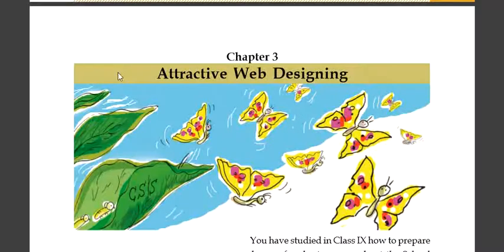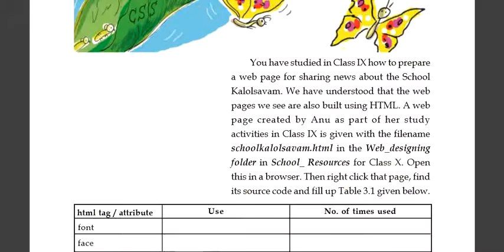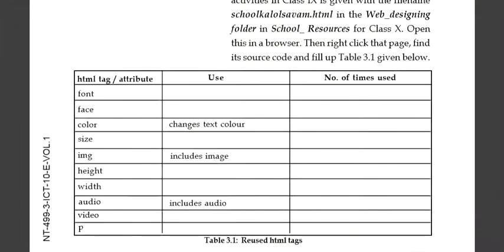Chapter 3, Attractive Web Designing. We know web pages are built using HTML and HTML codes are written in a text editor. When we open the source code of a web page, you can see different HTML tags and attributes. Different examples of tags and attributes are given in this table. Font, face, color, size, img, height are examples; some are tags and some are attributes.